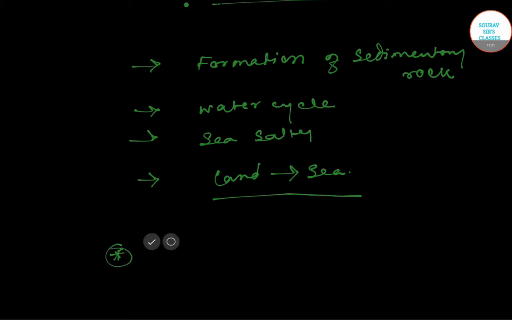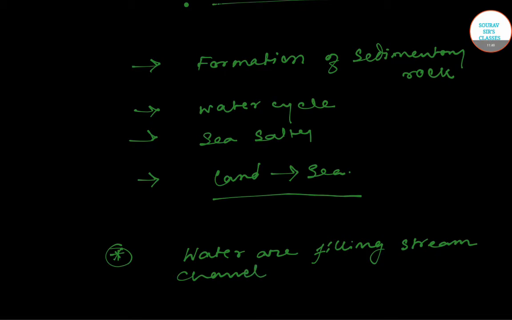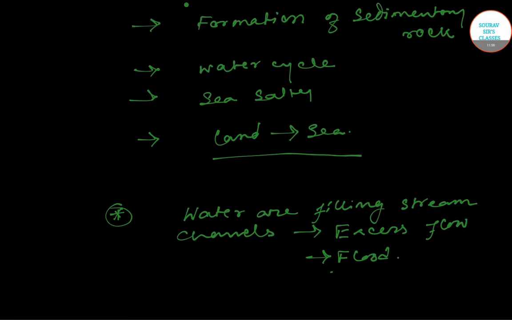And another thing, which is not a reason why streams are important, but is a point I want you to know: when water is filling stream channels, the excess flow may lead to flood. And flood is a natural disaster, we all know, that destroys food. So flood can also occur by the excess flow of a water body.